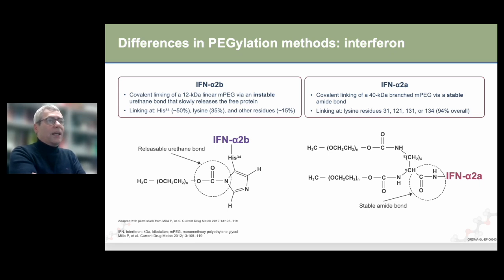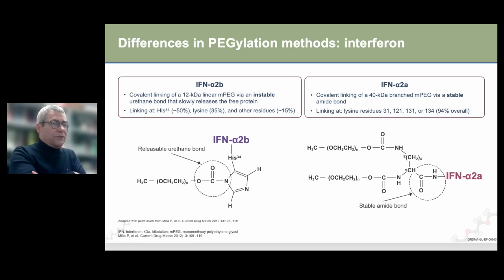On the other side, we have interferon alpha 2a. In such a case, a 40 kilodalton PEG was conjugated to the protein. The bond was stable, so we didn't have a releasable PEG. The high molecular weight and the branched shape of the polymers produce a derivative with only 7% of activity, as I said before. So the two derivatives are both excellent therapeutic agents.